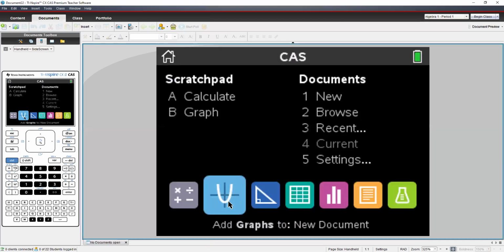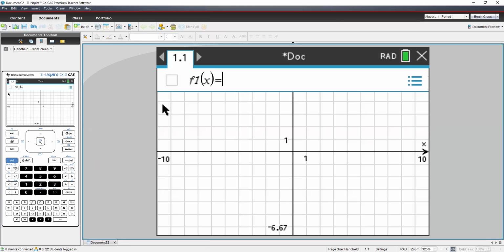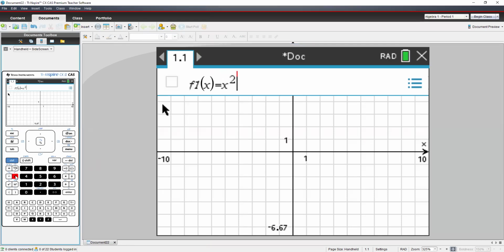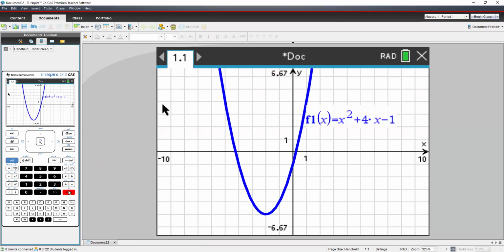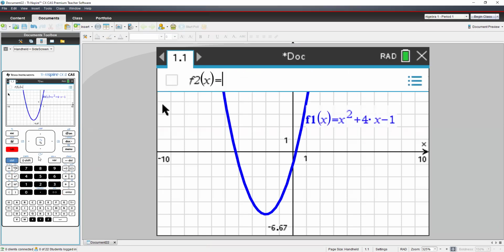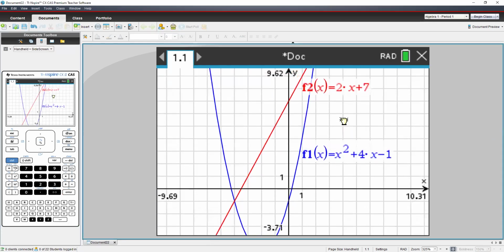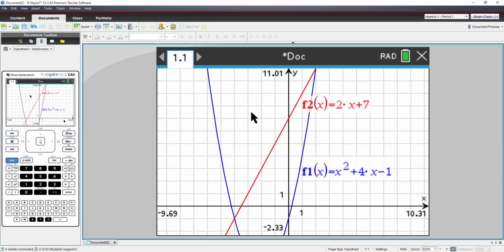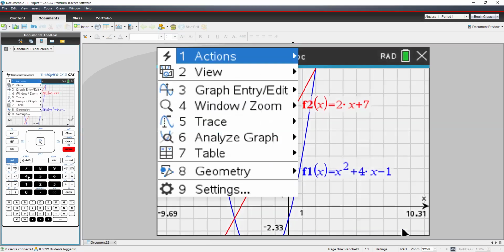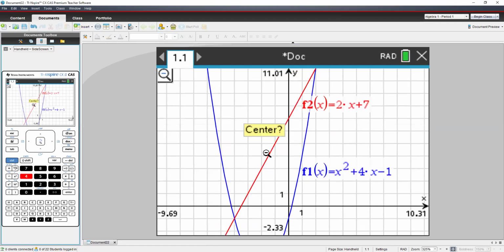We're going to graph again. We're going to enter the first quadratic function. That's x squared plus 4x minus 1. And then we're going to enter the second function, which is a linear, 2x plus 7, press enter. And I'm going to pull the paper down so we can see all the intersections. Or I'm just going to do menu 44 and zoom out so we can get everything.